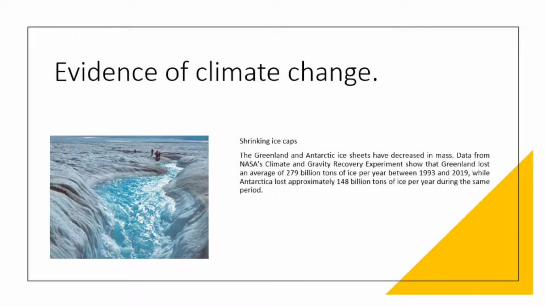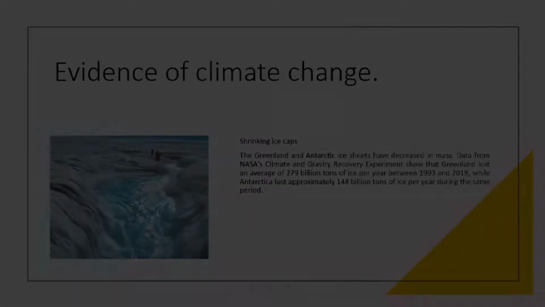Shrinking ice caps. The Greenland and Antarctic ice sheets have decreased in mass. Data from NASA's Gravity Recovery and Climate Experiment show that Greenland lost an average of 290 billion tons of ice per year between 1993 and 2019, while Antarctica lost approximately 148 billion tons of ice per year during the same period.